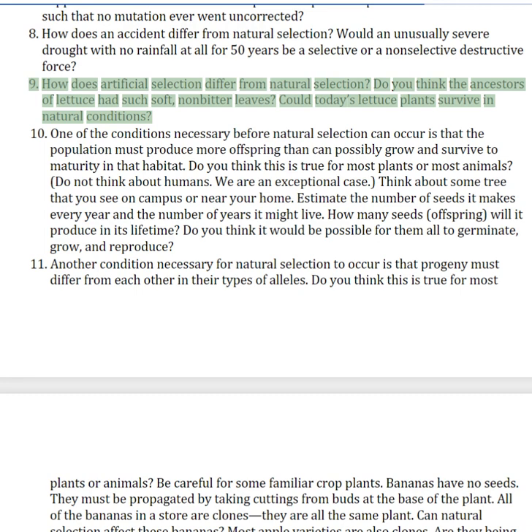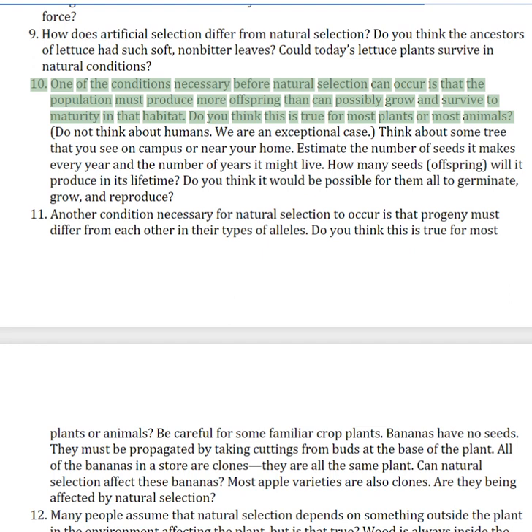Could today's lettuce plants survive in natural conditions? 10. One of the conditions necessary before natural selection can occur is that the population must produce more offspring than can possibly grow and survive to maturity in that habitat. Do you think this is true for most plants or most animals?